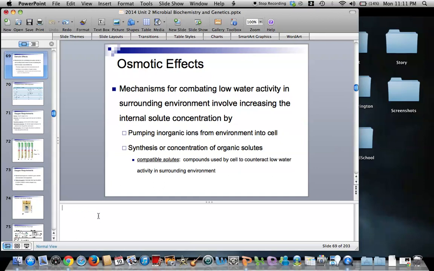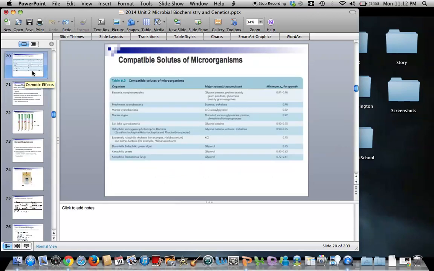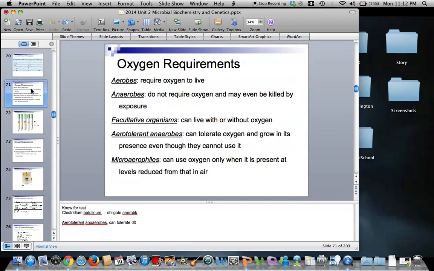Osmotic effects, mechanisms for combating low water activity: one is pumping inorganic ions from the environment into the cell to increase its tonicity, and the other is synthesis of a high concentration of organic solutes, compatible solutes, compounds used by the cell to counteract low water activity in the surrounding environment. So basically, you can pump ions into yourself, or you can synthesize a bunch of solutes inside of yourself instead of bringing them in. So the same idea, different mechanism. I'm not going to go through those.